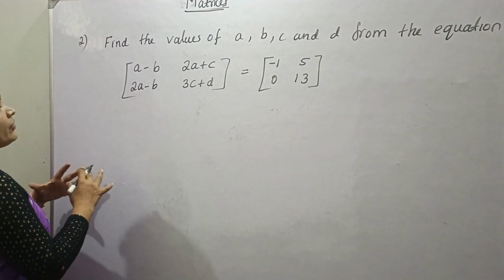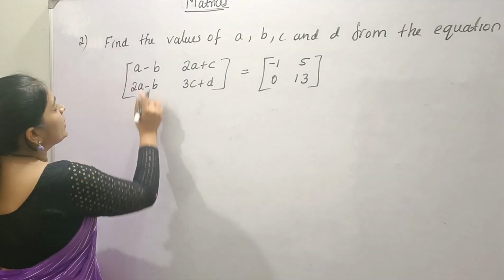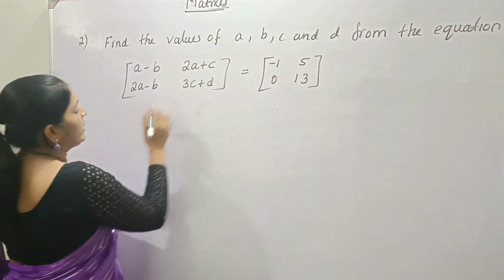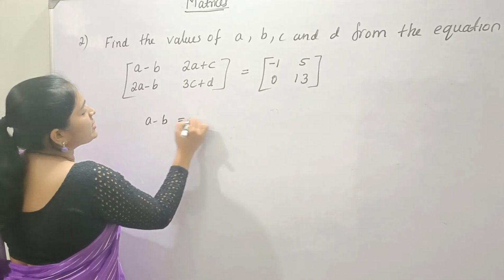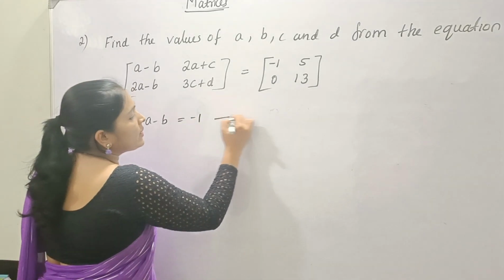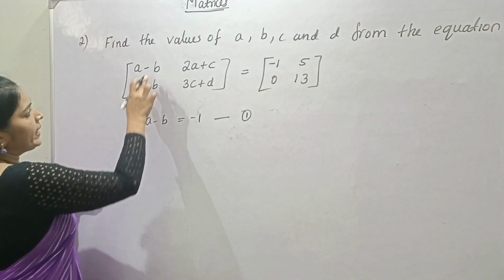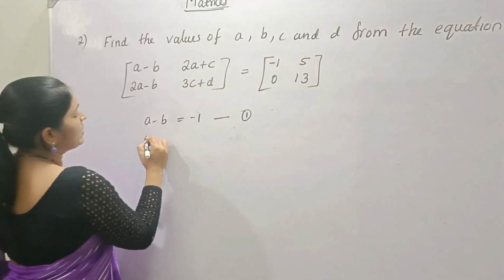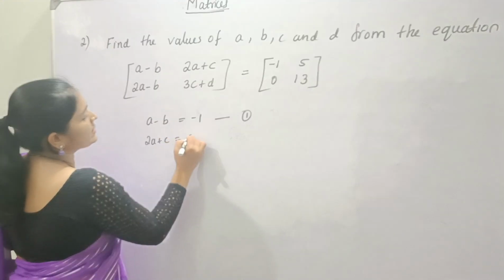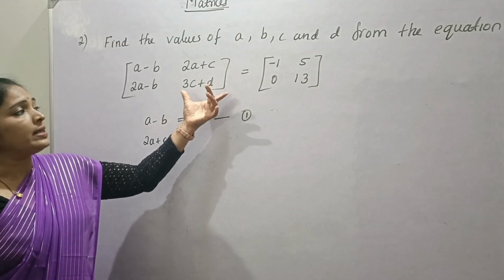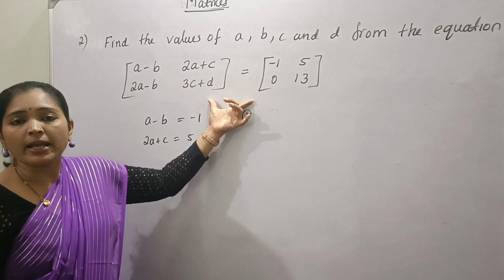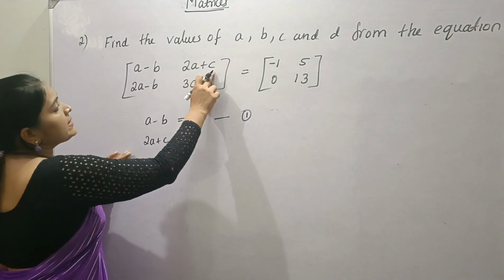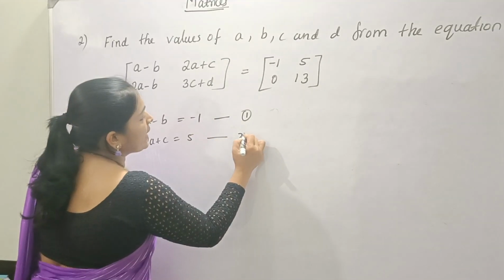So here we can write some equations. The corresponding element of A minus B is minus 1. Equate: A minus B is equal to minus 1. Take it as the first equation. Then 2A plus C, its corresponding element is 5. 2A plus C is equal to 5, because these two matrices are equal, so their corresponding elements are equal. Take it as the second equation.